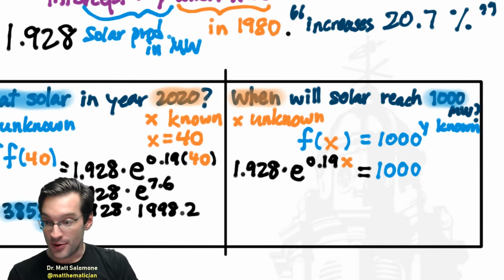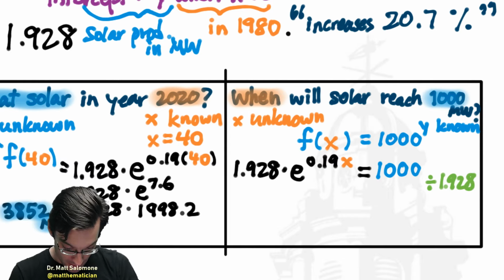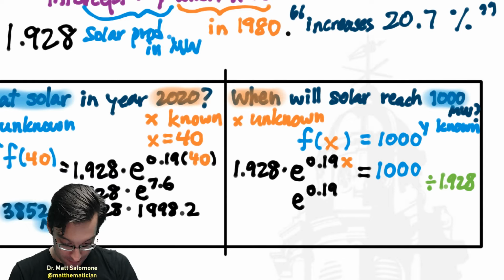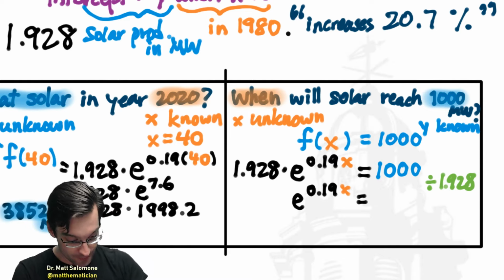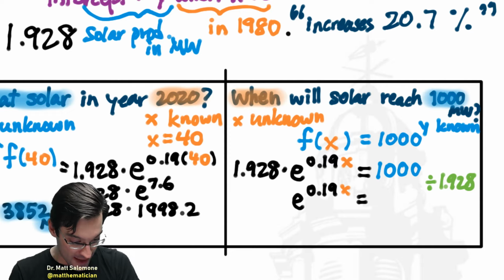So the first thing I would do is I would divide by 1.928. So we're going to make that my first step here, dividing by 1.928, which I would do on both sides of my equation. On the left side, it's going to have the effect of canceling out that 1.928. And on the right side, I'm going to get 1,000 divided by 1.928. Pull out my calculator for that bit. And I'm going to get about 518.7.